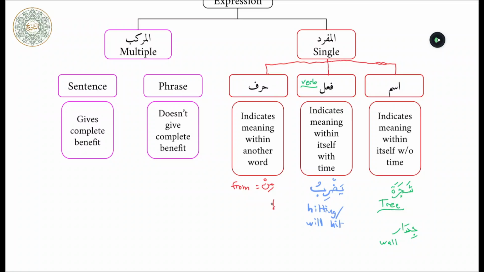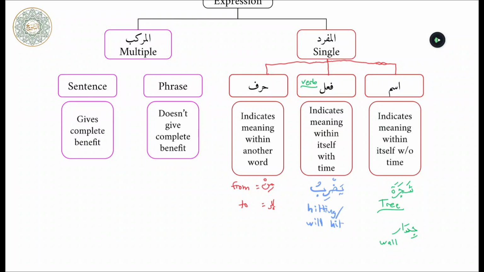Ila. Ila means to. This word from will necessarily indicate a meaning within another word. Why? Because whenever you say from, there needs to be a point A and a point B. You're going from A to B. So notice how min, the meaning of from, is occurring within point A. Without point A, from is irrelevant because it only indicates a meaning within something else.